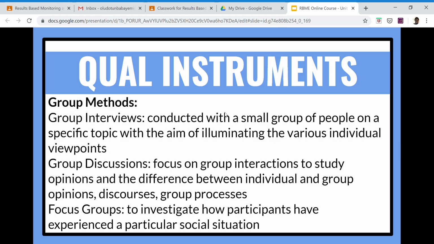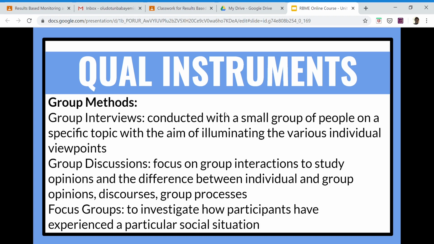You could have group methodologies where you have group interviews. That's an interview with a small group of people who are not necessarily like a focus group. You could also have group discussions, where you have different sets of individuals and groups with different opinions in one place. And you can have a focus group discussion, which we normally refer to as an FGD, which looks at certain groups. Could be, for example, males between 30 and 35. That's a focus group. You could have females between 30 and 35 in another group. So you don't mix them.